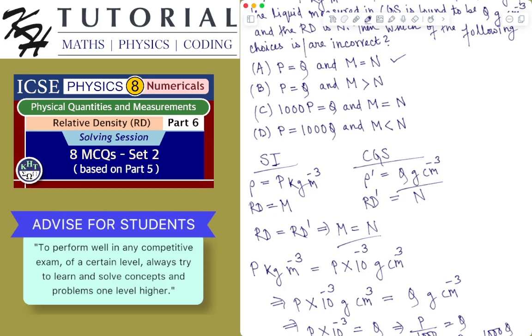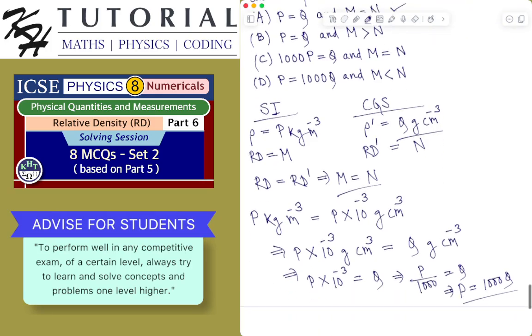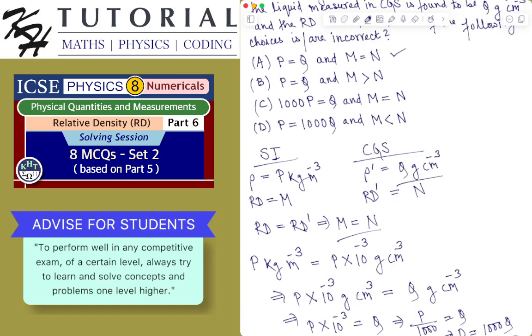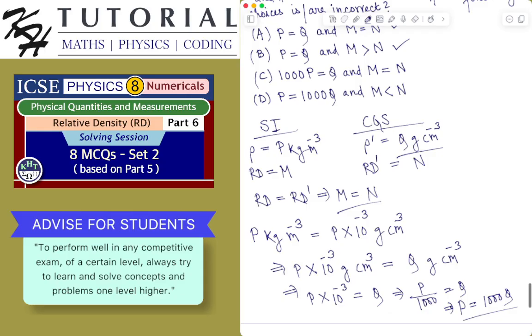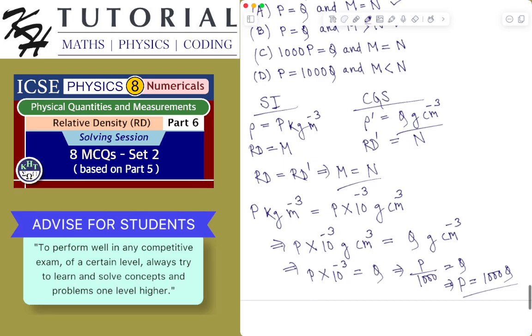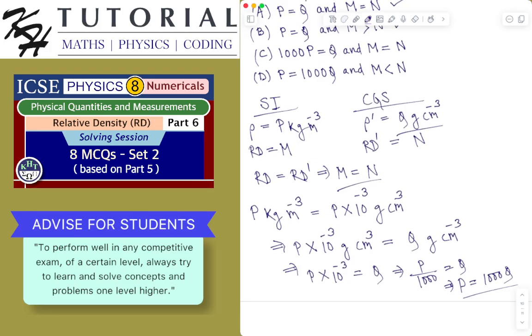Okay. What else? Choice B says P equals Q, which is definitely incorrect, and M greater than N. So this will also be selected. Choice A and choice B are incorrect. Choice C says 1000 P is equal to Q and M is equal to N. 1000 P, no, we got P is equal to 1000 Q.